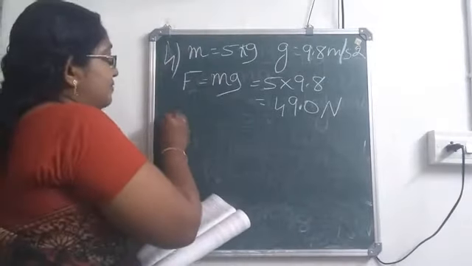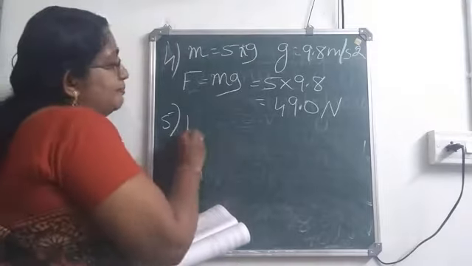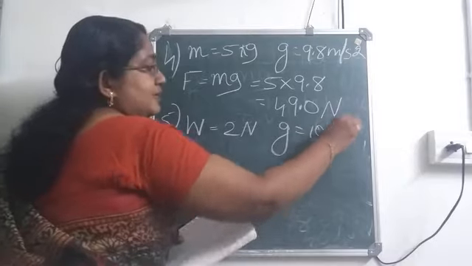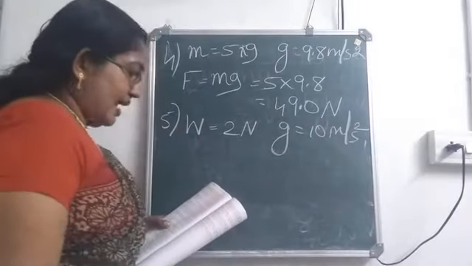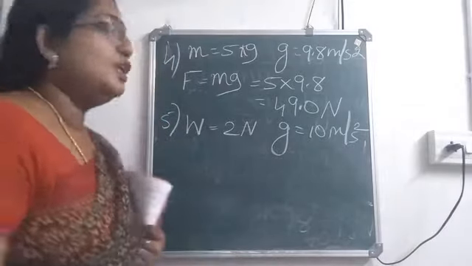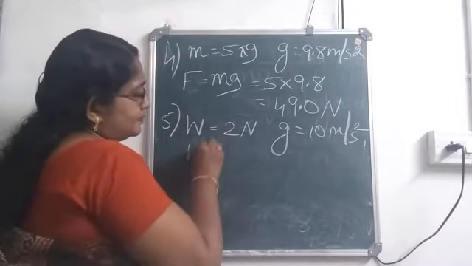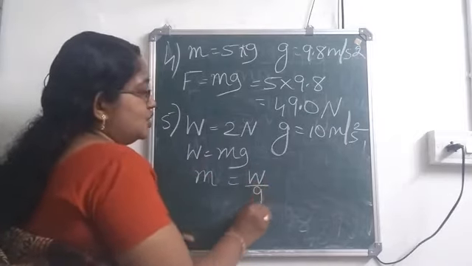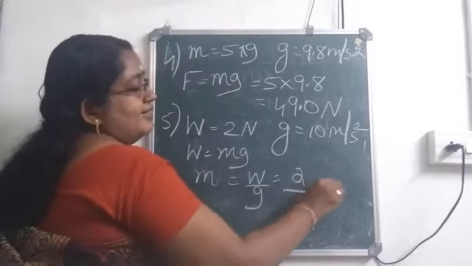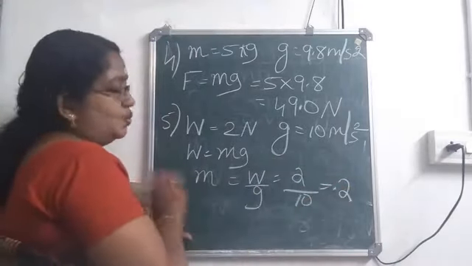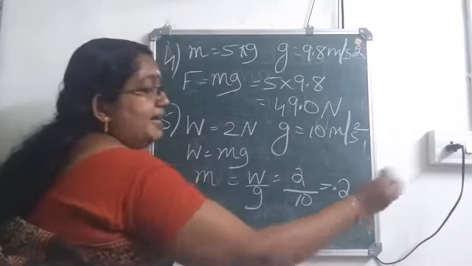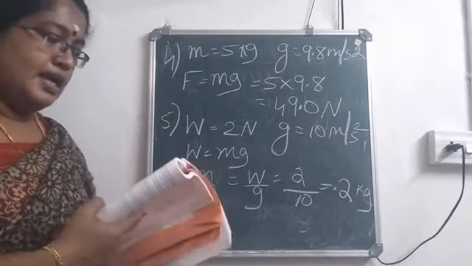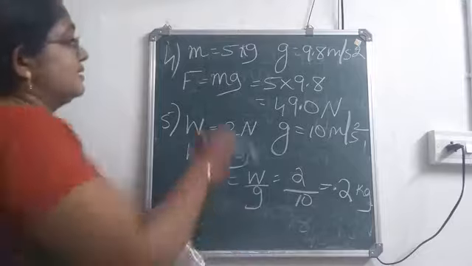Now question number 5. Weight of a body is 2 Newton. g is given as 10 meter per second square. We are asked to calculate the mass of the body. So how will you calculate the mass? What is our equation? W equal to mg. So m will be W by g. So 2 divided by 10. How much? 0.2. And since it is mass, the unit will be kilogram. So 0.2 kilogram is the answer. Now we will move to question number 6.